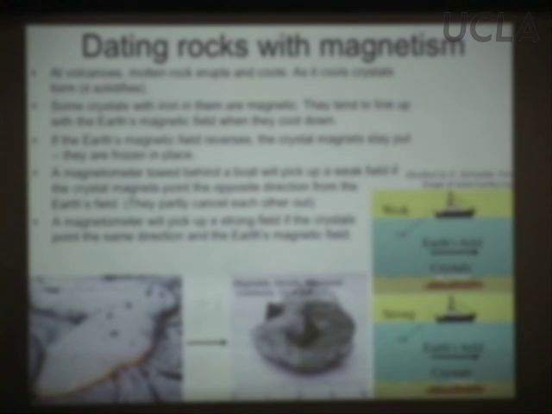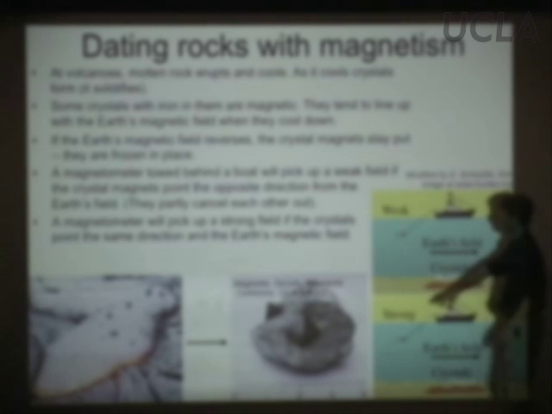Is magnetic. Many minerals are magnetic, magnetite in particular. And so if it crystallizes in the presence of a magnetic field, like the Earth's magnetic field, it's going to tend to orient itself with that magnetic field. Just like if you have two magnets sitting on your refrigerator, right? If you put them the wrong way to each other, they'll push each other apart. But if you put them north pole to south pole, they'll stick together. They tend to align their magnetic fields with each other.